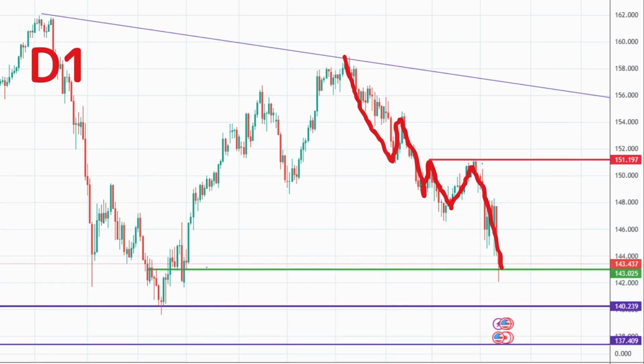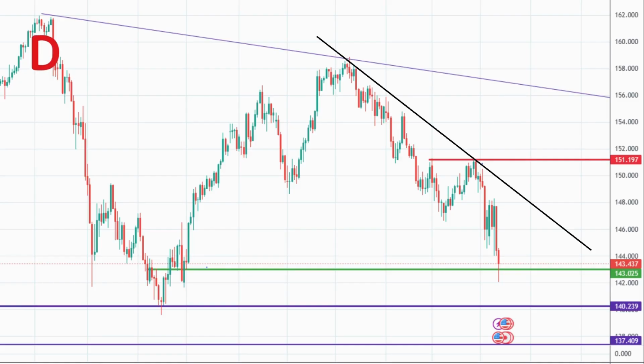Moving on to the daily chart, we're clearly in a downtrend. Price was strongly rejected at the previous lower high, forming a large bearish candle. This indicates strong selling momentum. You can also draw a downward trend line here. As long as price stays below this trend line, there's potential for further downside, even if there are short-term rallies. For bullish setups, it would be safer to wait for a breakout above this trend line.